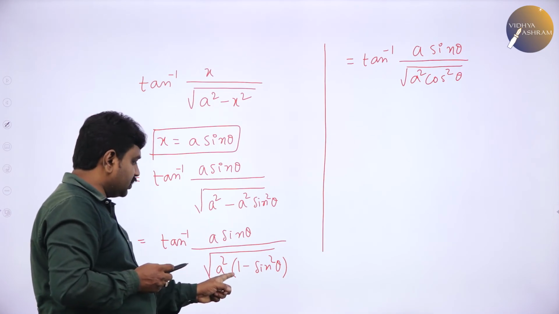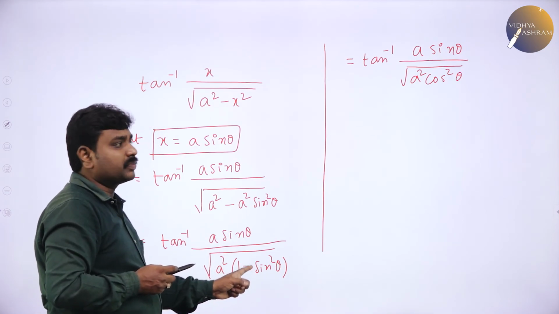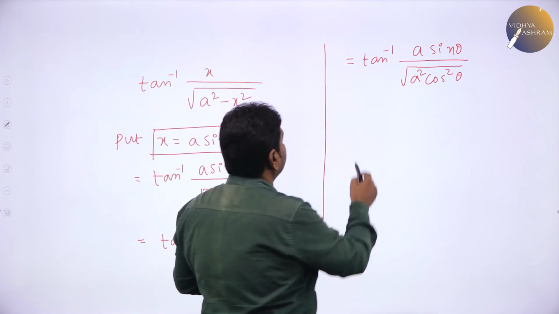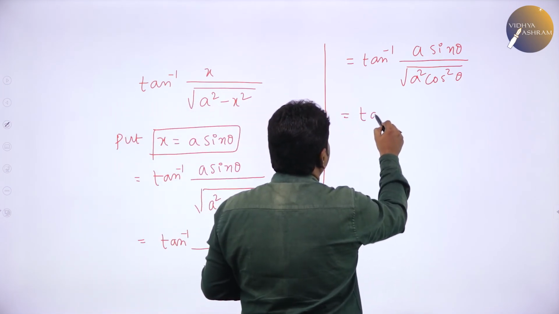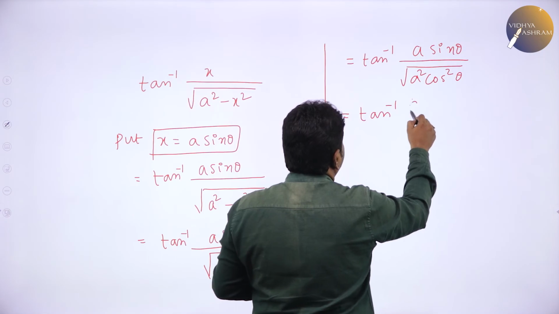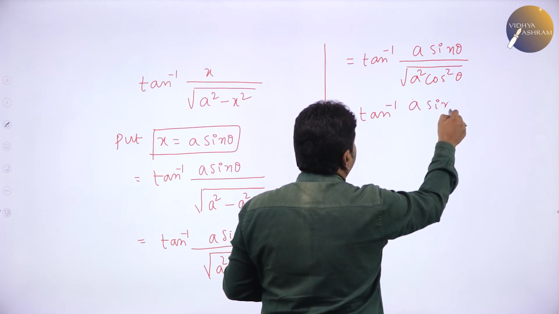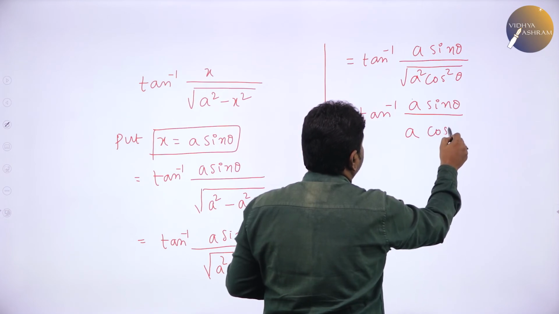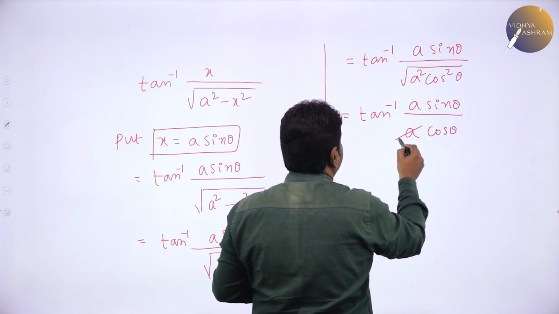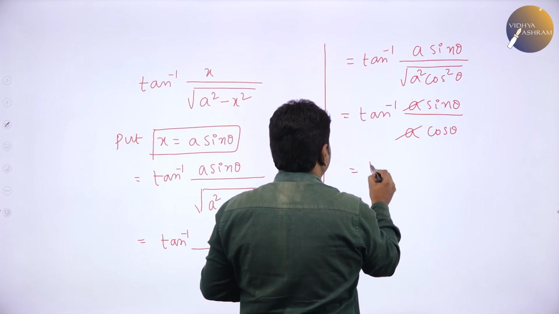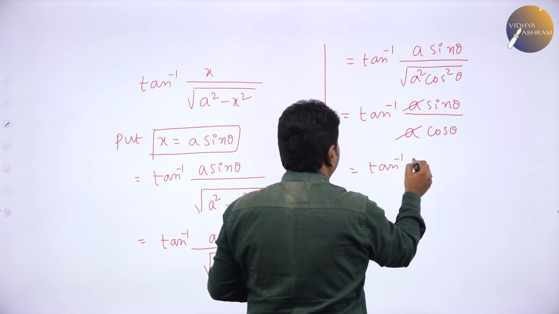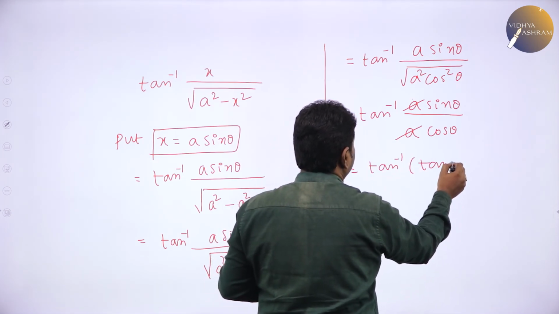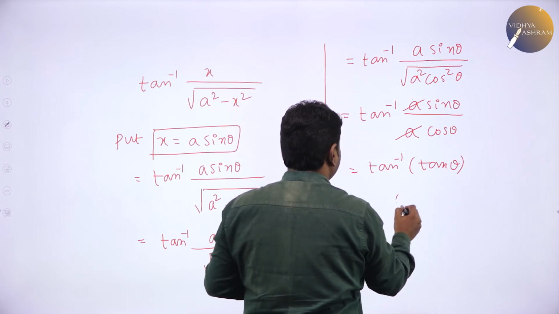So this will become 1 minus sin square theta. What is 1 minus sin square theta? Cos square theta. Further simplifying this, tan inverse of a sin theta divided by root of a square is a. Root of cos square theta becomes cos theta. So now a cancels. So tan inverse of tan theta. All of you know tan inverse of tan theta is what? Theta. So the final answer is theta.